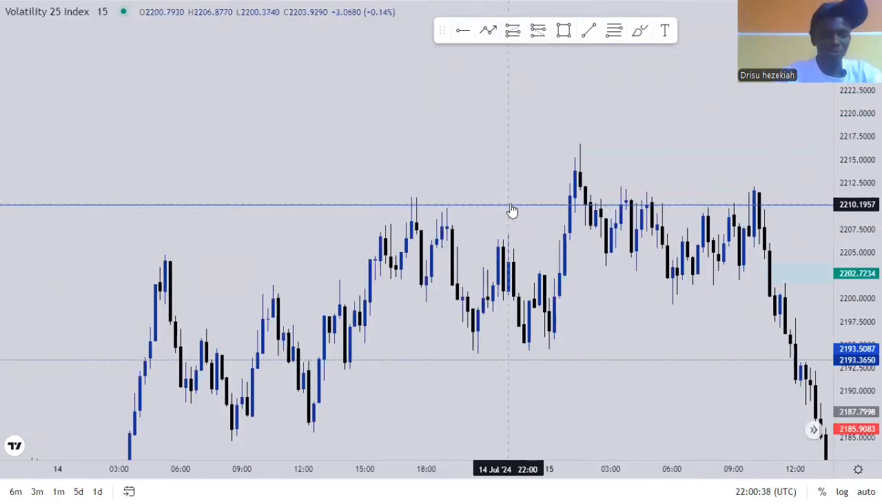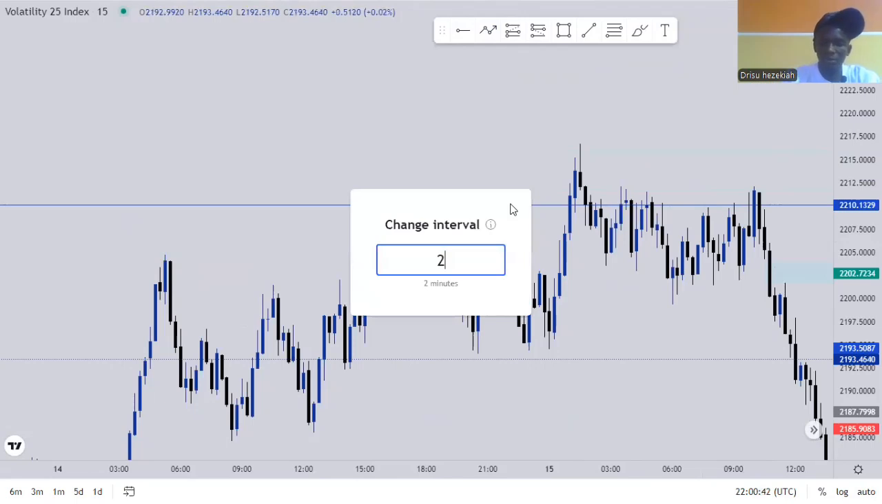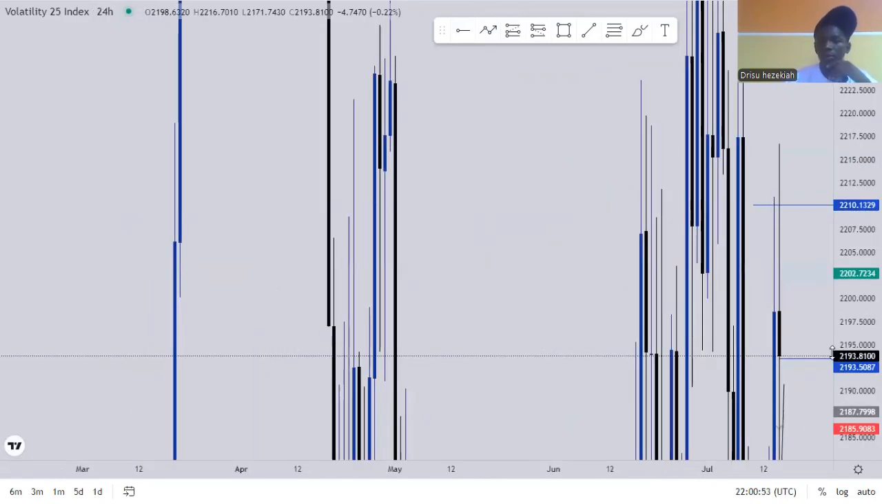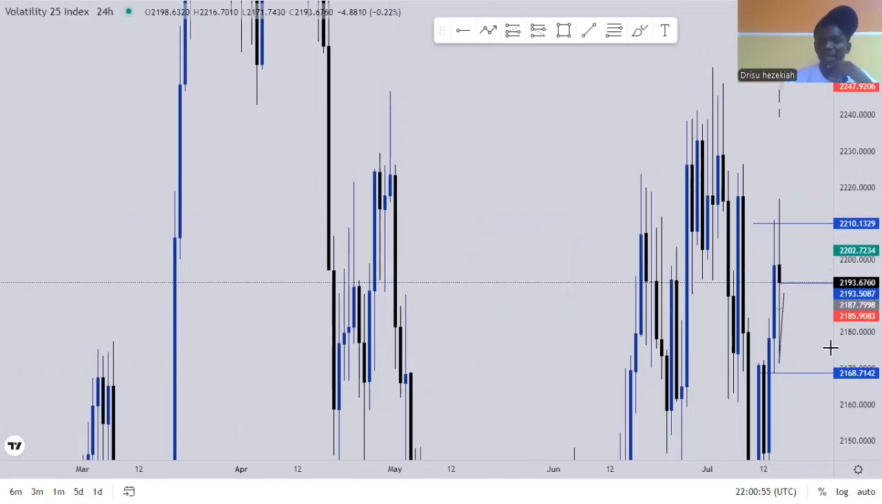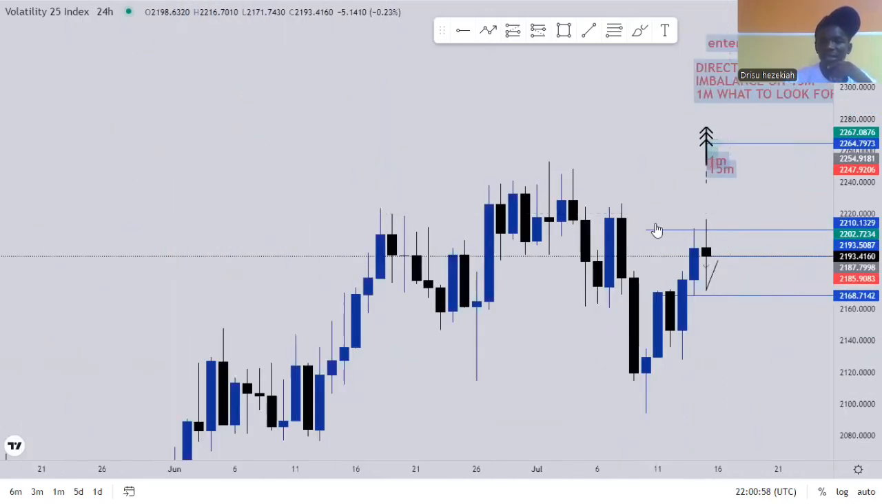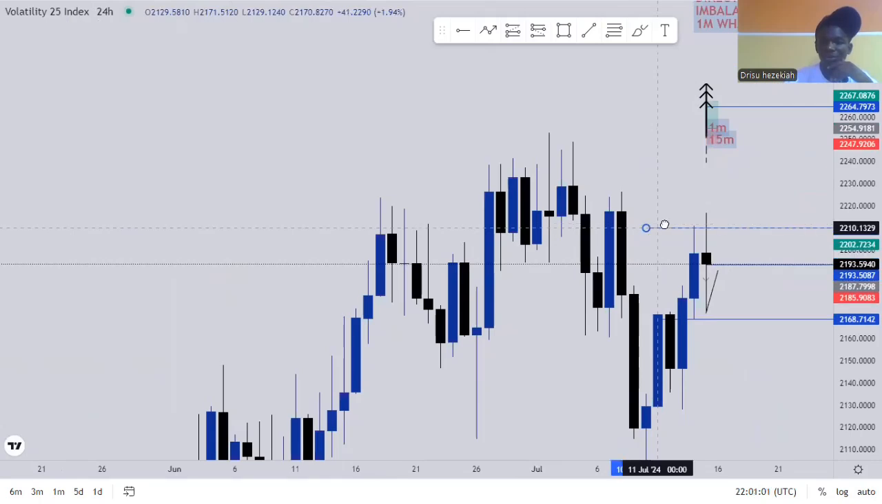Okay, let me take you to one daily time frame narrative and see. Let's see what's up with the daily time frame. All right, 24H. Let's see what's up. Okay, we have these candles here today. Okay, now the market sweeps above this candle today.